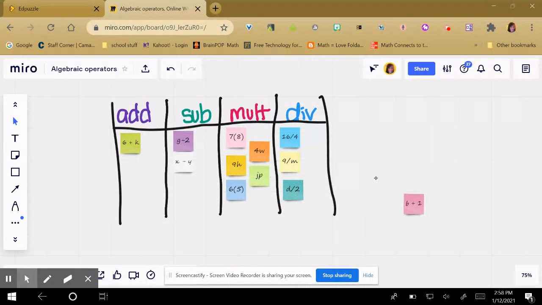Okay. Last one, B+1. Well, that's a hard one. What do you think, guys? What do they want us to do? They want us to add. The only way to show addition is with a plus sign. The only way to show subtraction is with a minus sign. It's only with multiplying and dividing that it looks a little different in algebra.